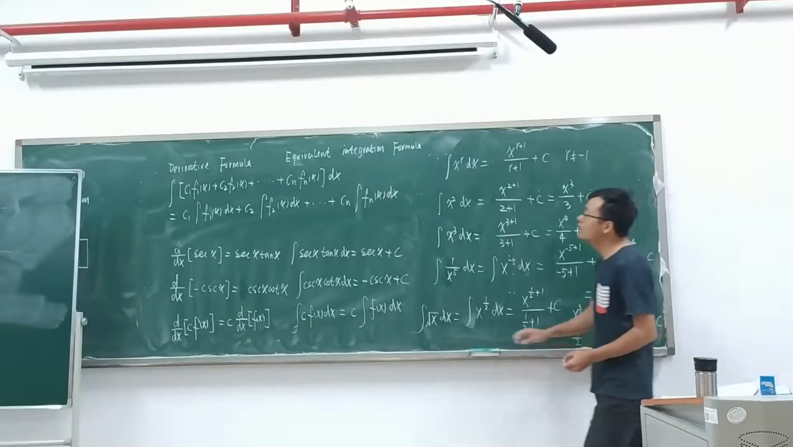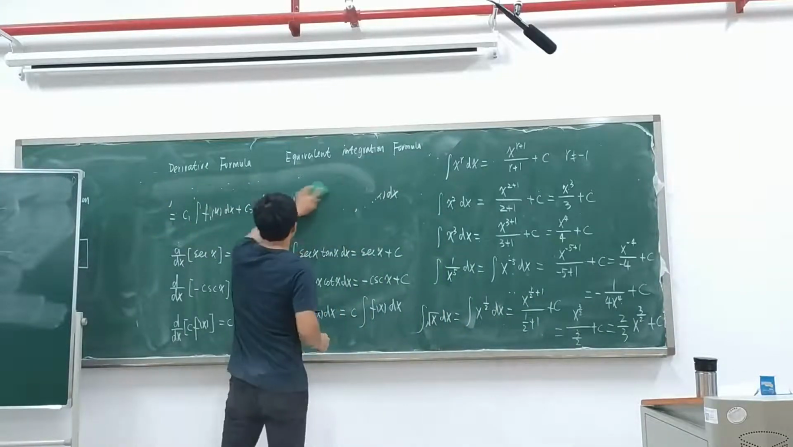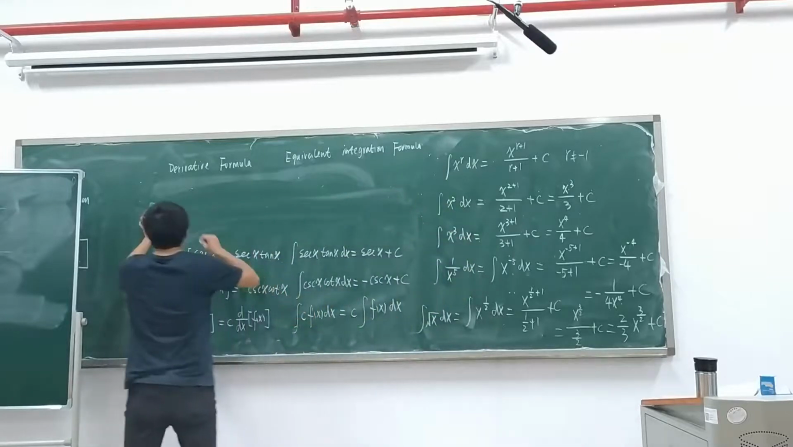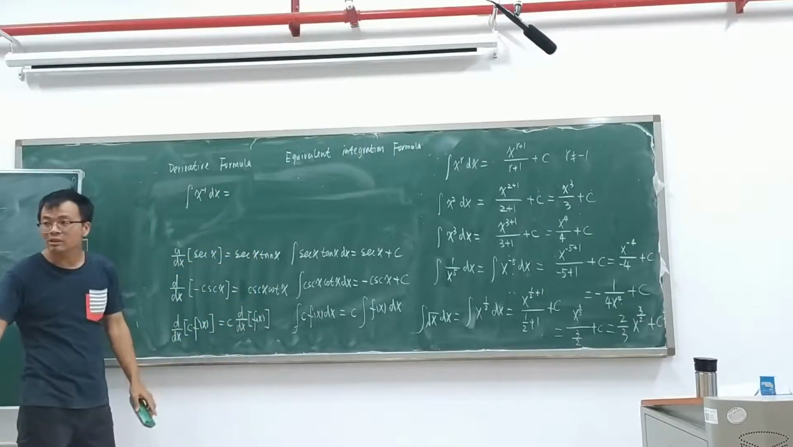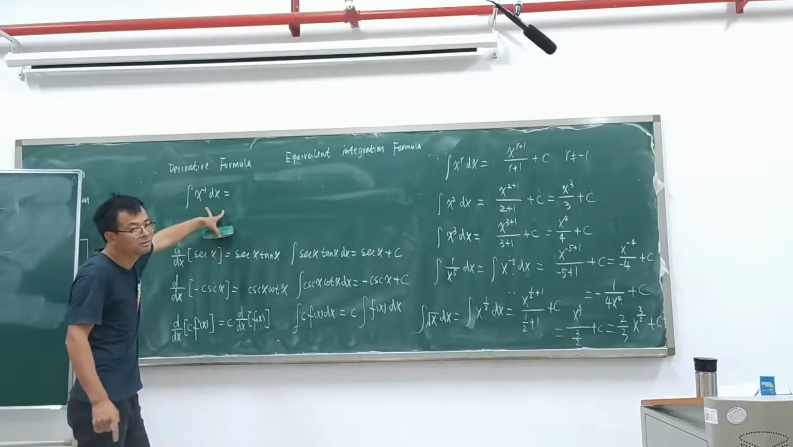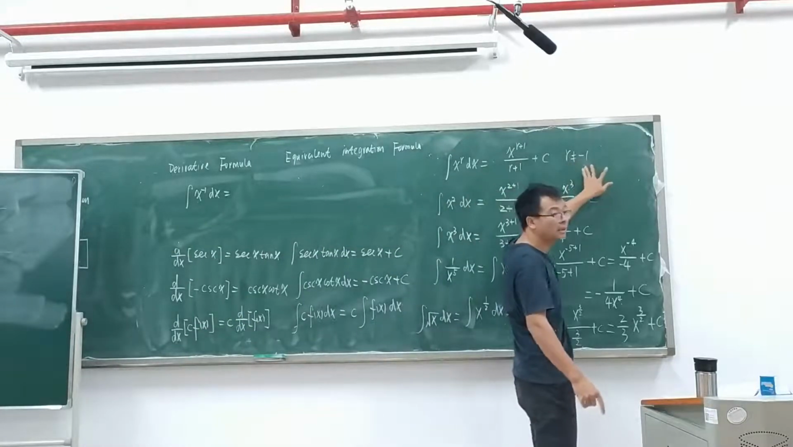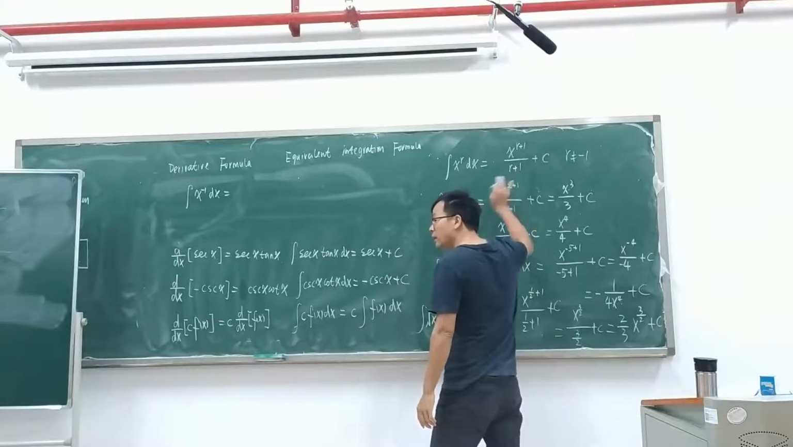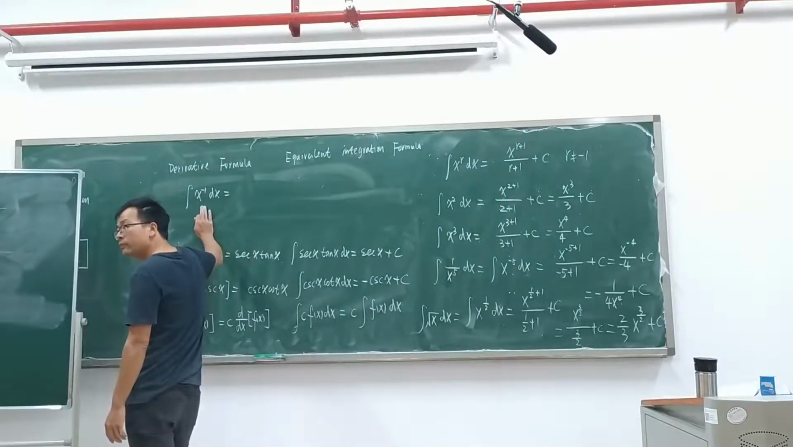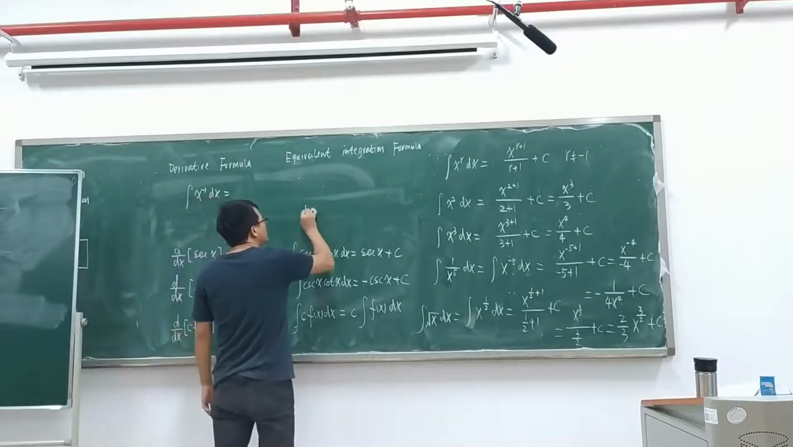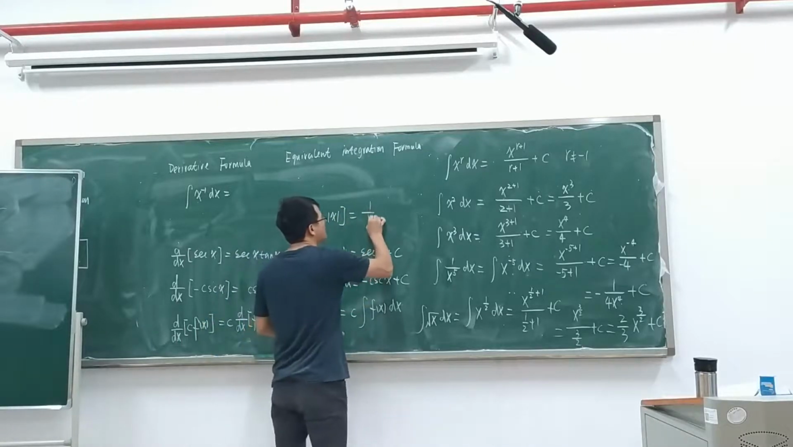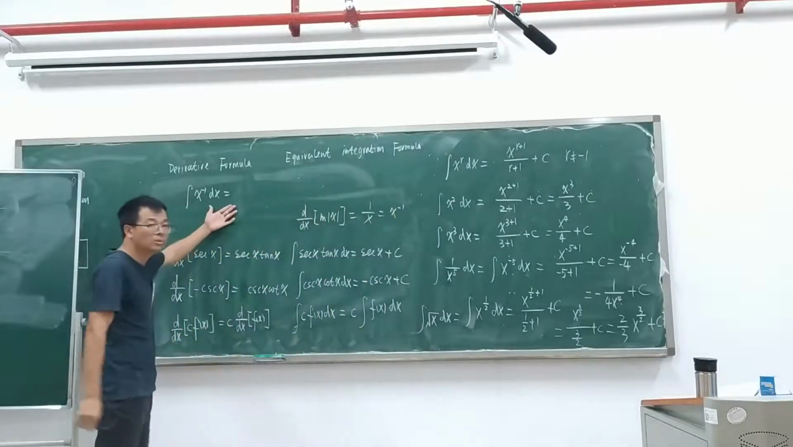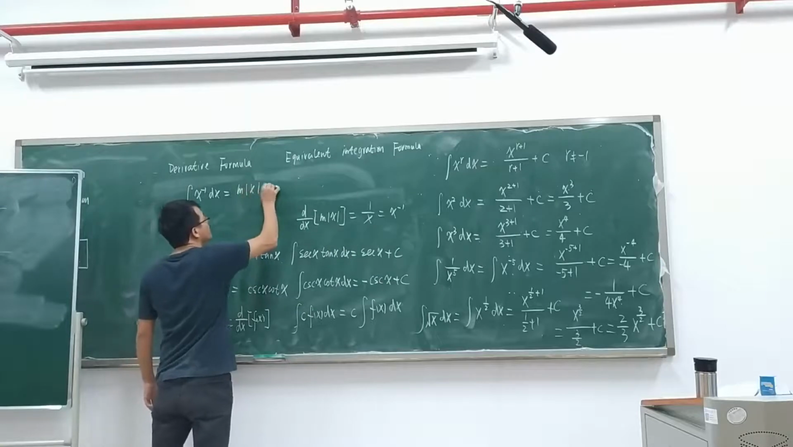Yes. But I think that you should remember if r equals minus 1: the integral of x to the minus 1 dx equals what? See the notes. Here we can see this formula requires r cannot equal minus 1, so you cannot use this formula. So we know that d dx of ln absolute value of x equals 1 by x, which equals x to the minus 1 power. So the integral equals ln absolute value of x plus c.